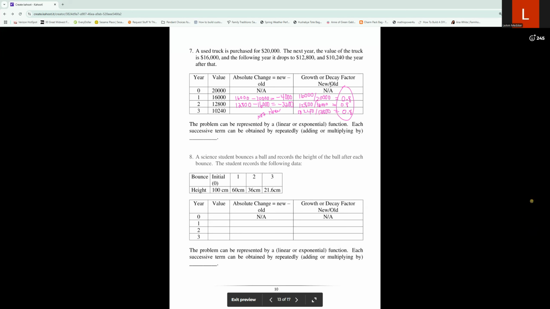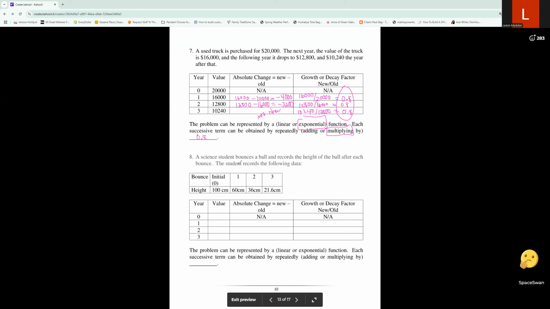When you do new divided by old, you're finding the growth or decay factor. If it's bigger than 1, it's a growth factor. If it's less than 1, it's a decay. You're losing value. So this problem can be represented by an exponential function. Each successive term can be obtained by repeatedly multiplying by, since we're doing the exponential, the 0.8. That's our decay factor. All right, let's do another one.